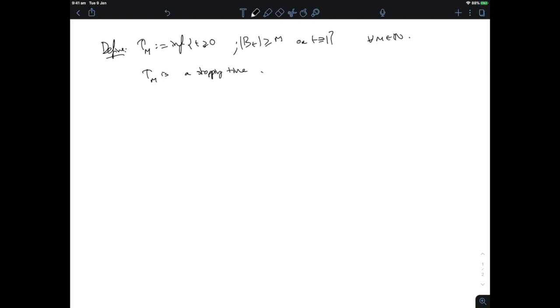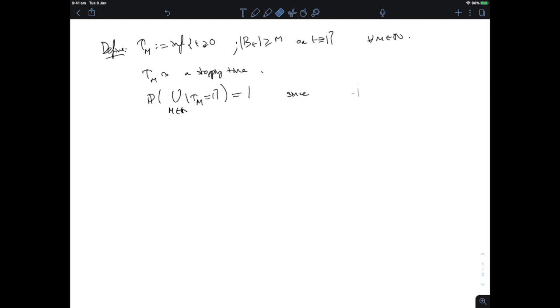Now, is it a localizing sequence? Well, one thing for sure is that the probability of the union over m of the set where tau m is 1 is going to have probability 1. So why is that? Because the Brownian motion is finite almost surely, since Bt is bounded almost surely.